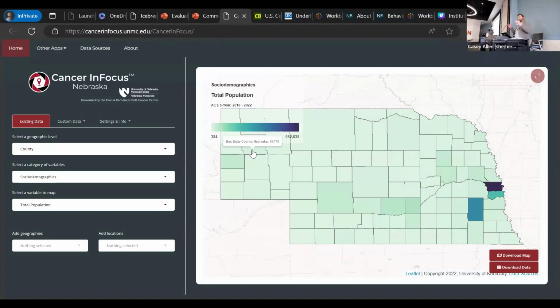This dashboard form is used in 26 different cancer centers, well, 27 including us, around the country. So it's a standardized dashboard. And like I said, this one is just applying Nebraska related data.